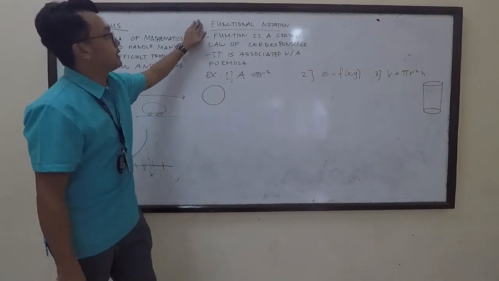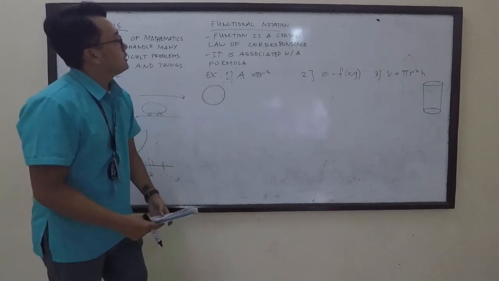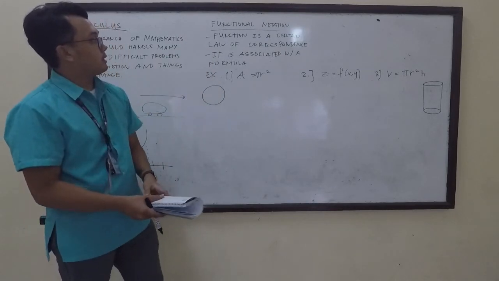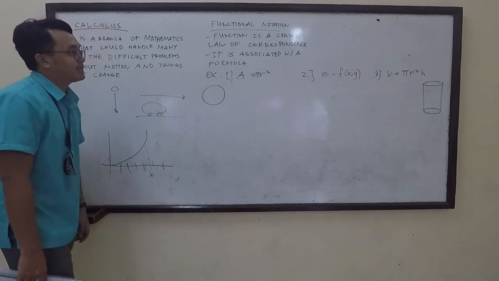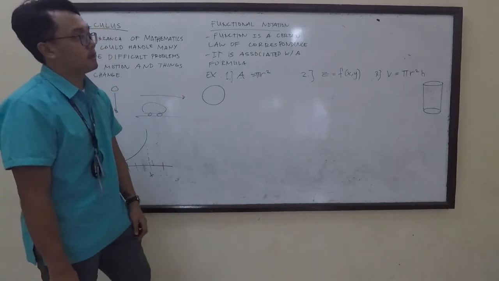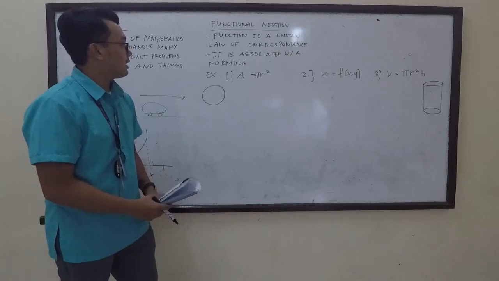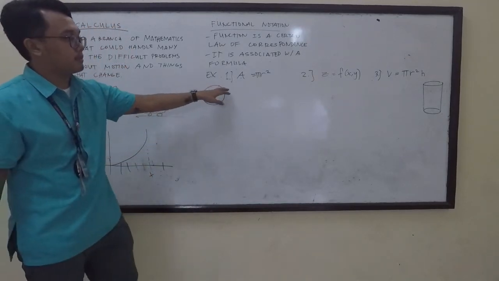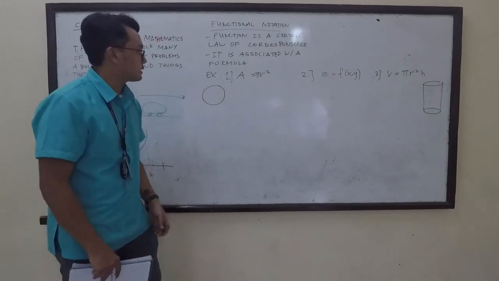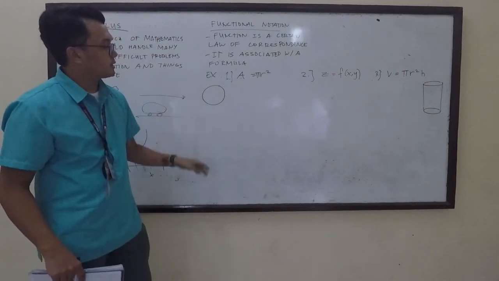So next is the functional notation. A function is a certain law of correspondence, and it is often associated with a formula. So another example here, A is equal to pi r squared. This is the area of a circle.